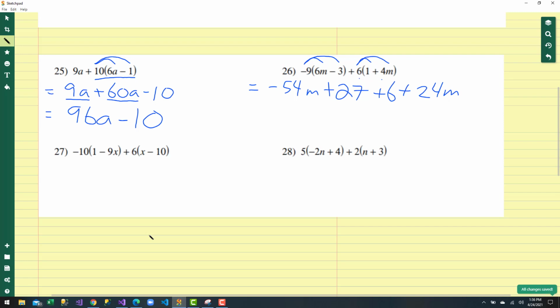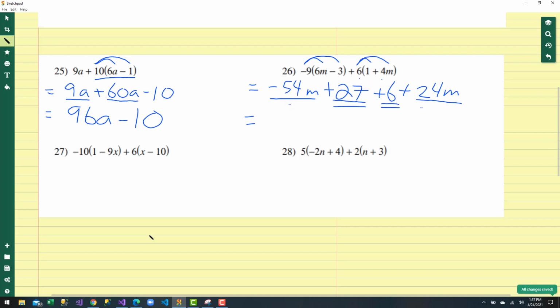Perfect. Now let's combine like terms. I'm going to go ahead and underline. There's a like term there. There's an m and an m. And then the numbers by themselves, those are like terms. Okay. Start with the variables. We have negative 54 over here and a positive 24. So remember, opposite signs when you're adding, right?